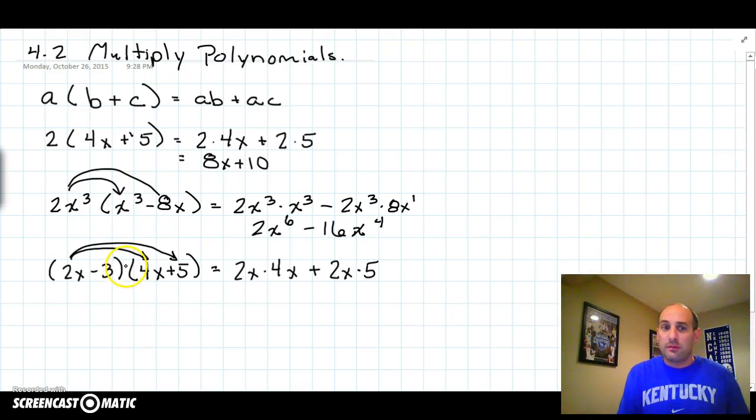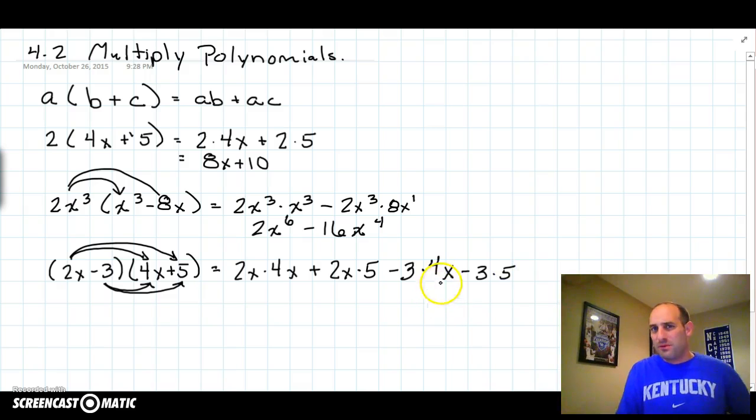I'm going to go ahead and do, on the other one, negative 3 times 4x and negative 3 times 5. Negative times a positive is going to be a negative. So negative 3 times 4x, and negative 3 times 5. Notice I'm writing it all out. You can probably simplify 3 times 5 in your head without having to write that step, but just to explain where things are coming from, I'm writing it. 2x times 4x is 8x squared.